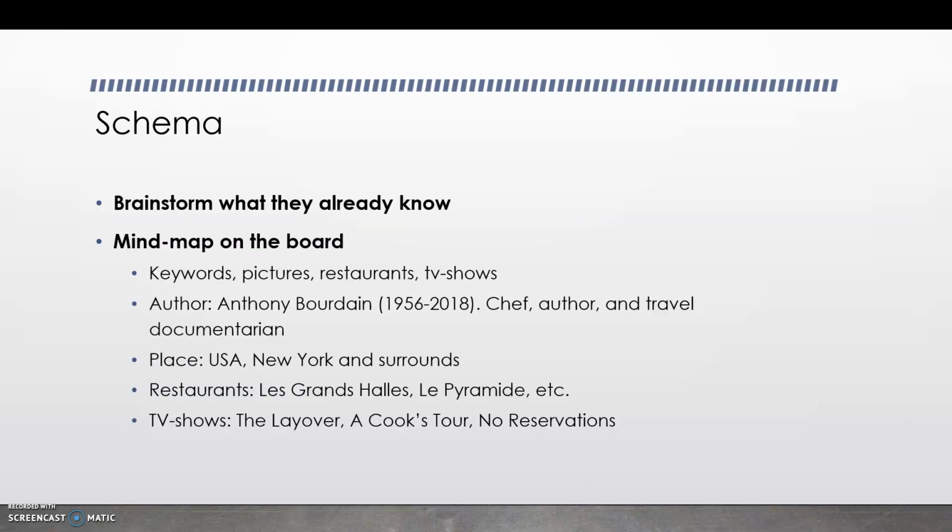Nonetheless, we could brainstorm what they already know with a mind map on the board, some keywords, some pictures about the author, Anthony Bourdain. He's a chef and travel documentarian. The book is based in New York in the US and travels around a bit. Quite a number of famous restaurants are mentioned. Perhaps the pupils have heard of those, or at least they may have seen his TV programs.